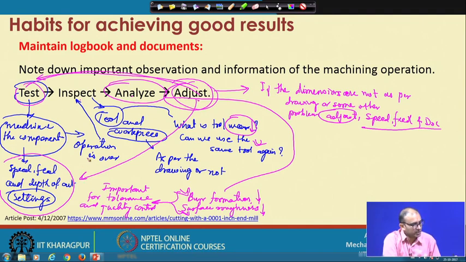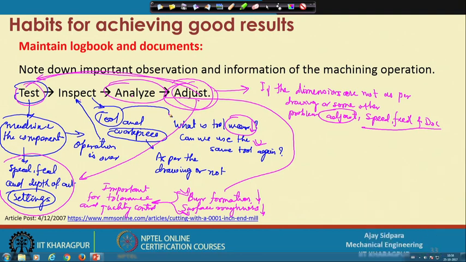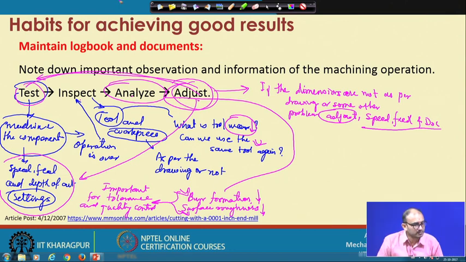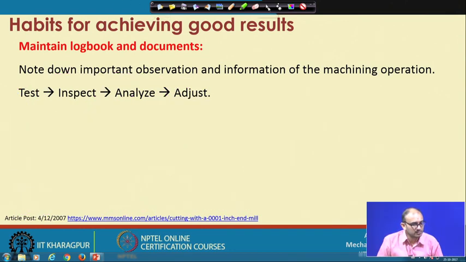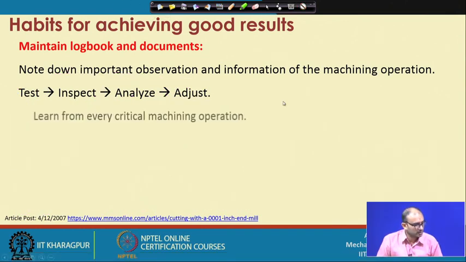So in this particular operation, whatever you do, you maintain a logbook, whether it is workable, not workable, what are the problems. So it is important to understand this, and these habits will give you a good result, or in the longer term it will be very useful in the operation also. Learn from every critical machining operation.